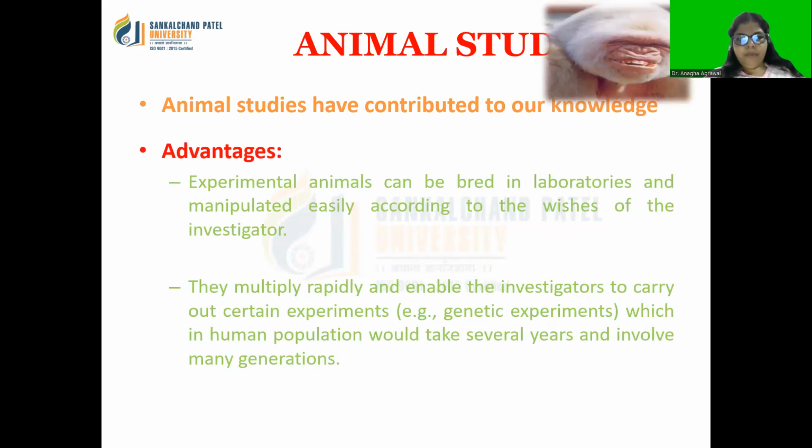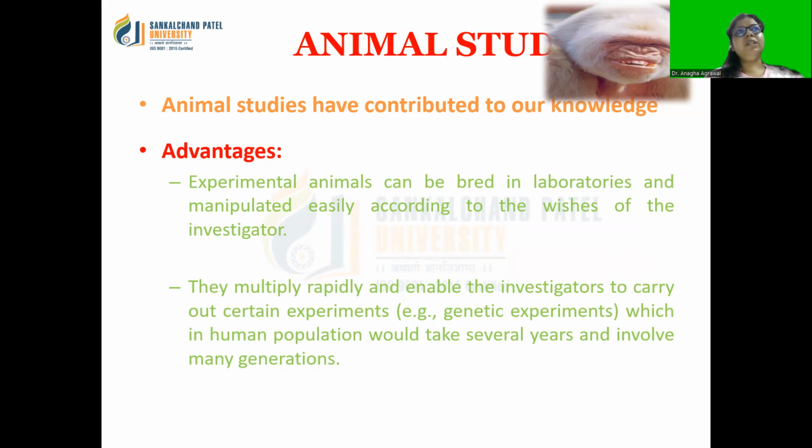So, what are the advantages of doing these studies first in animals then in humans? Experimental animals can be bred in laboratories and manipulated easily according to the wishes of the investigator. It is difficult to handle humans as compared to animals, right? In a small setup, you can have small animals and you can actually work with them. They multiply rapidly and enable the investigator to carry out certain experiments or genetic experiments which in a human population would take several years and involve many generations.